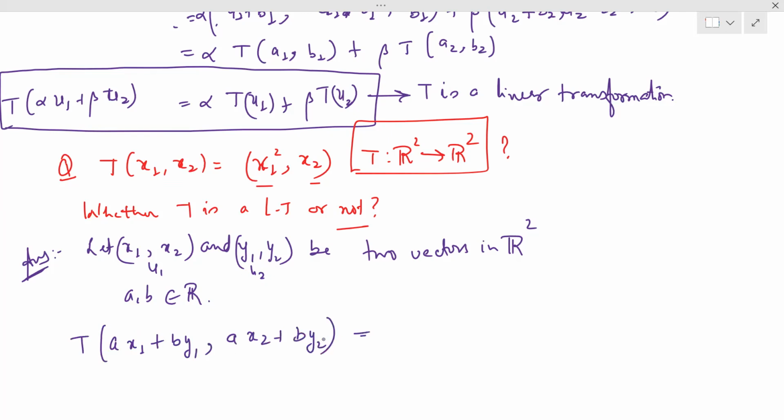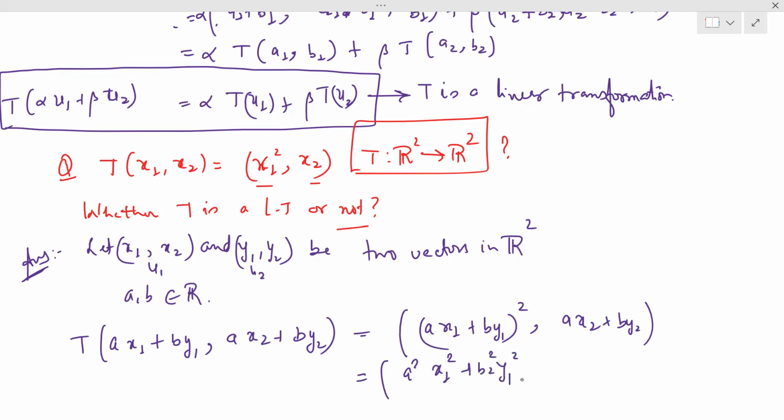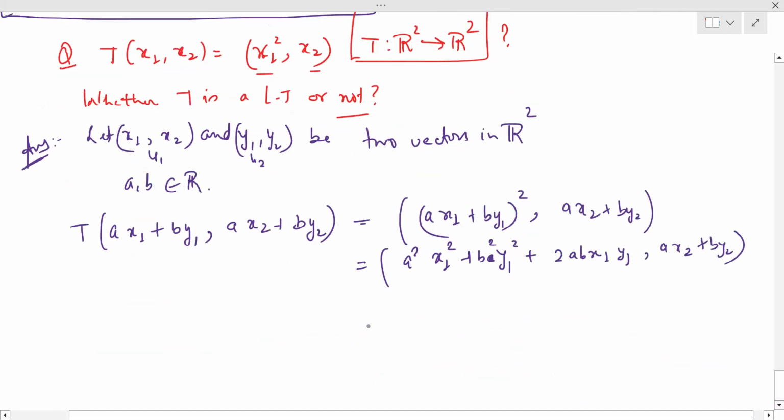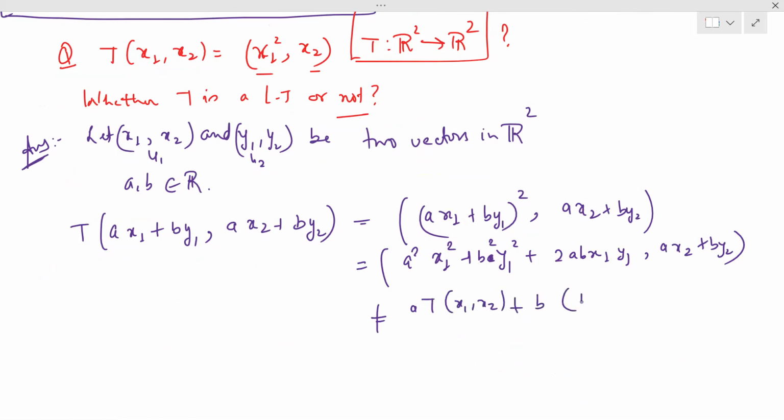Okay, let us do this. So what is it going to yield me? It is going to yield me (ax1 plus by1) whole square, comma, ax2 plus by2. If I want to write this up, I'll get a square x1 square plus b square y1 square plus 2ab x1 y1, comma, ax2 plus by2. Clearly, this is not equal to aT(x1, x2) plus bT(y1, y2).